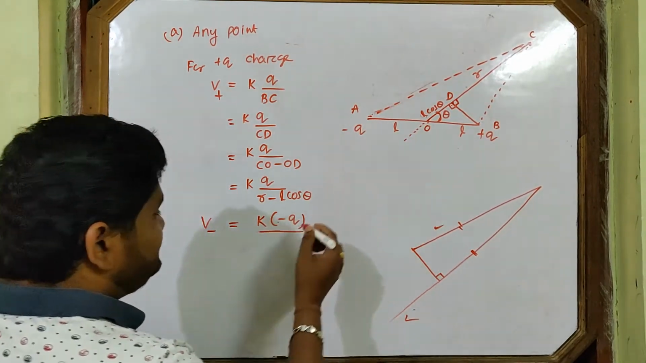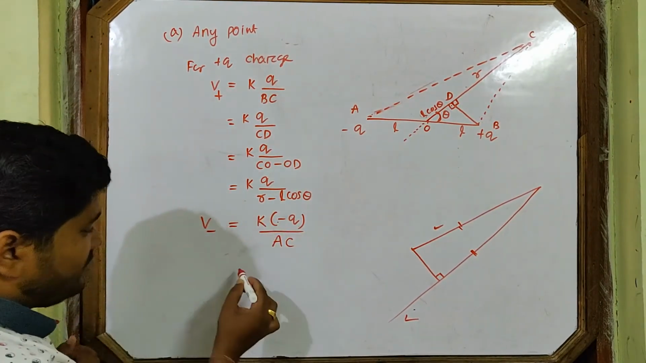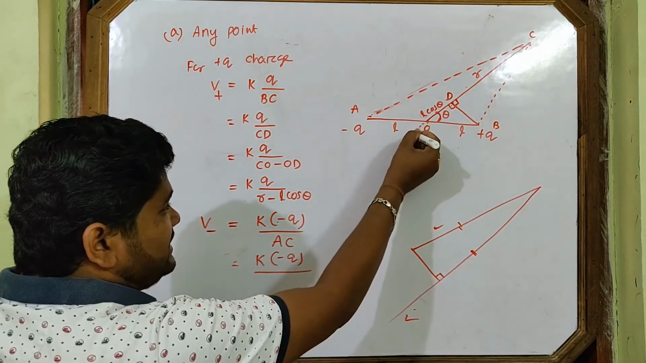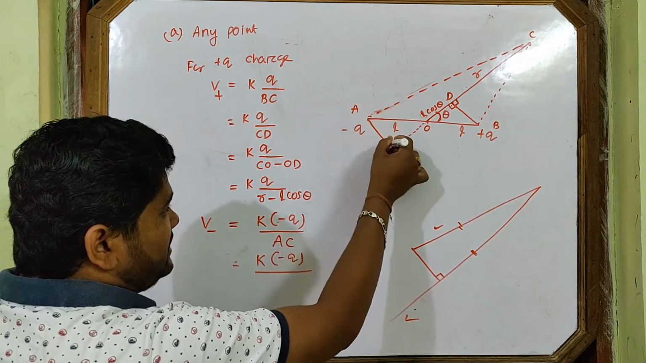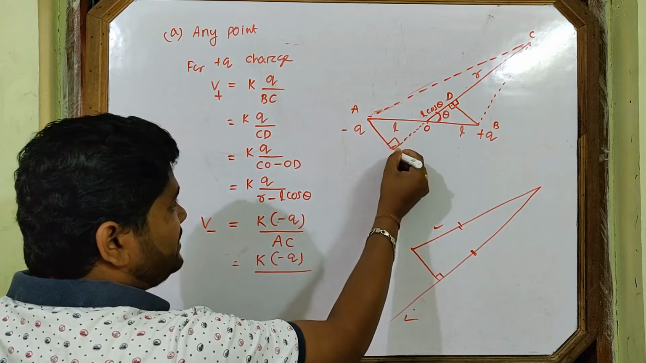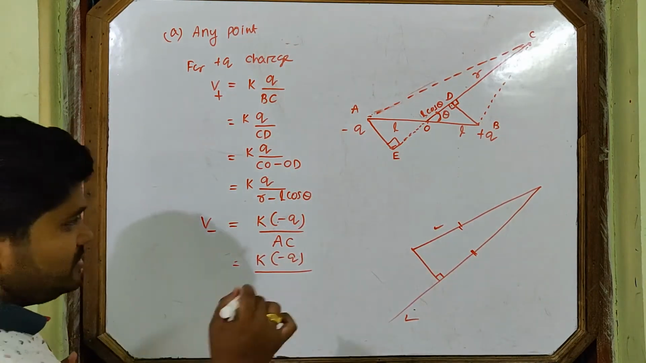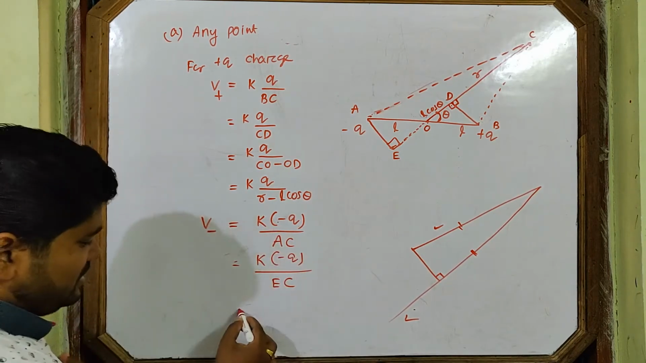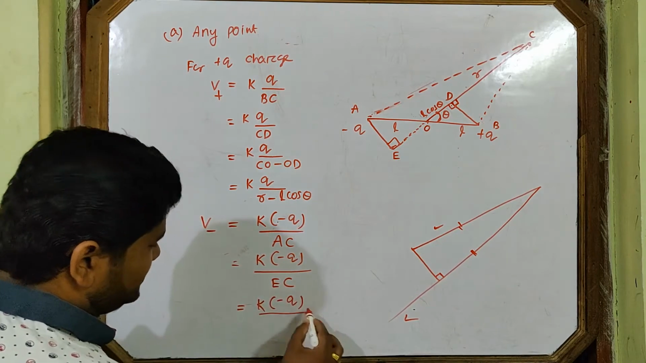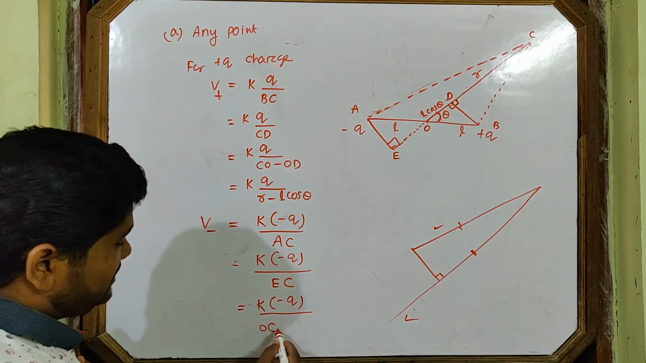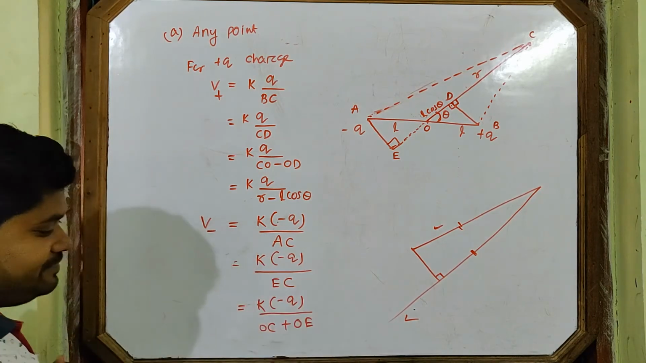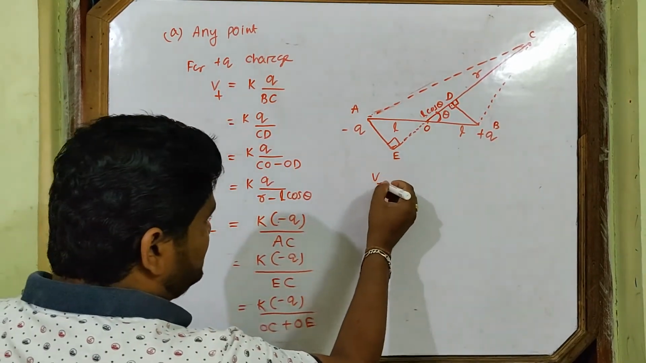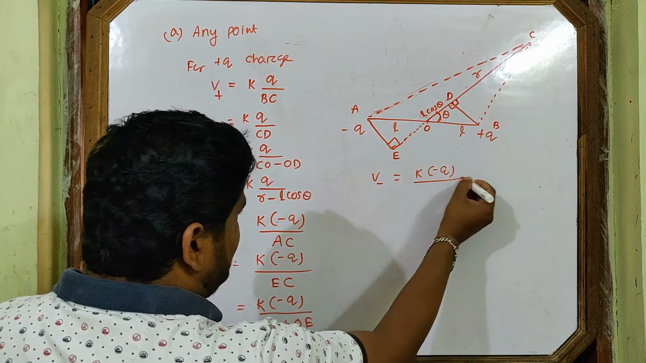Then K minus Q by the distance. Again the same thing we will do, we will extend it like this. Draw one perpendicular. This is the perpendicular. This point you take as E. So AC is nearly equal to EC. V minus is equal to K minus Q by EC. What is EC? That is OC plus OE.